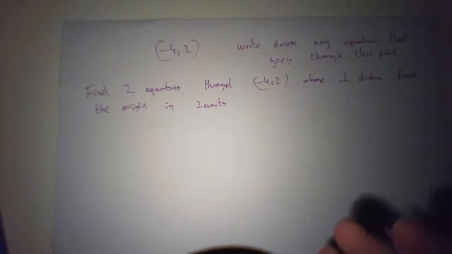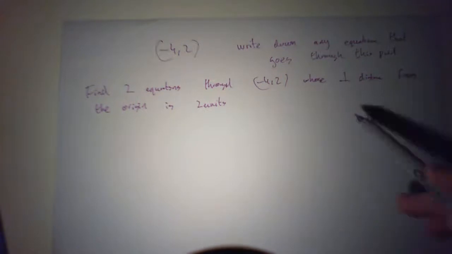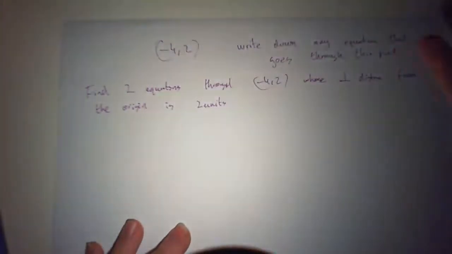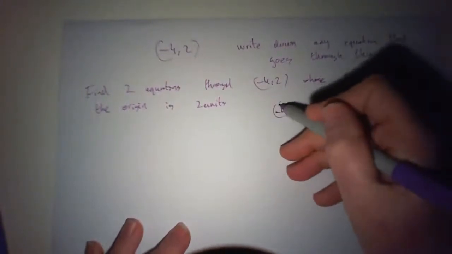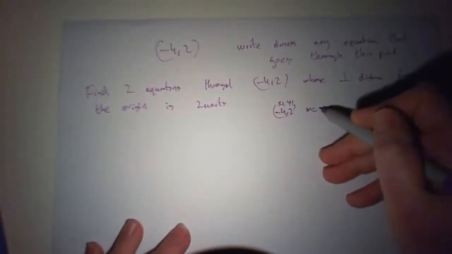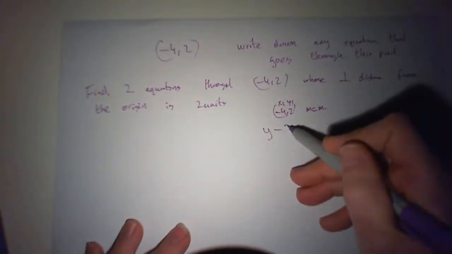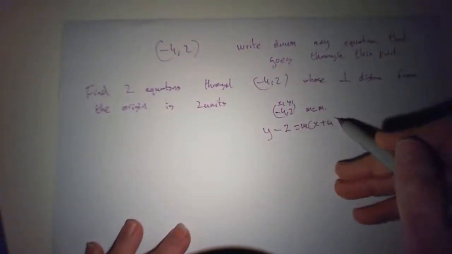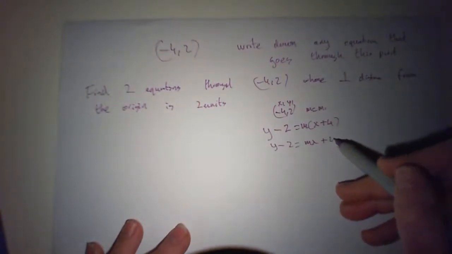So we need to find two equations through -4 and 2 whose perpendicular distance from the origin is 2 units. Okay, so let's have a look. We have a point of -4 and 2. We don't have a slope, but we can still pop it into the formula. So we have -4 and 2, that's your x1, y1, and we have a slope of m. Okay, y minus y1 is equal to m on x minus x1. Okay, y minus 2 is equal to mx plus 4m.